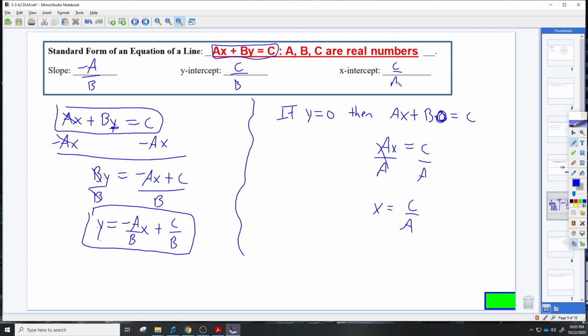What I would recommend is just basically memorizing these three things. So if you need to find any of these, you can always go back to the original equation ax plus by equals c, and just use the numbers that are in here to find the slope, y-intercept, and x-intercept. So we're going to try an example where we use these shortcuts, and I'll reference back to them.